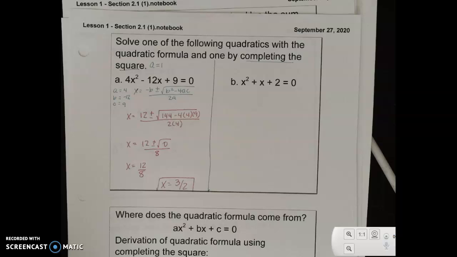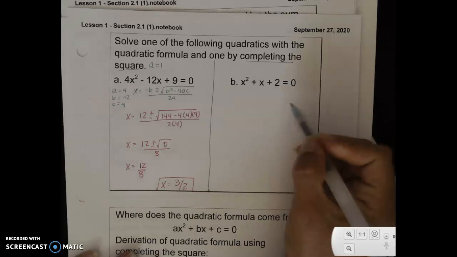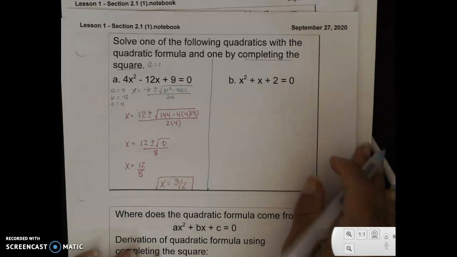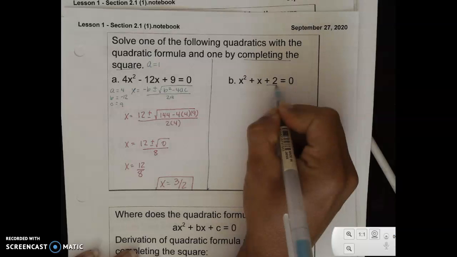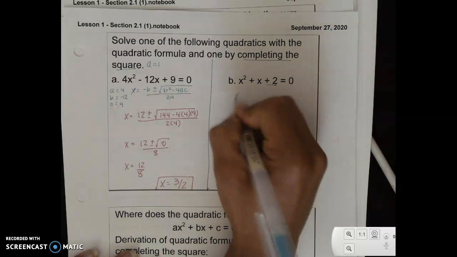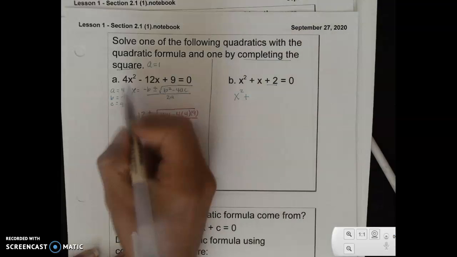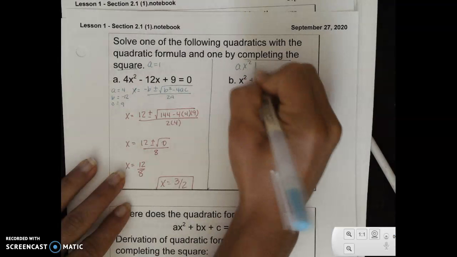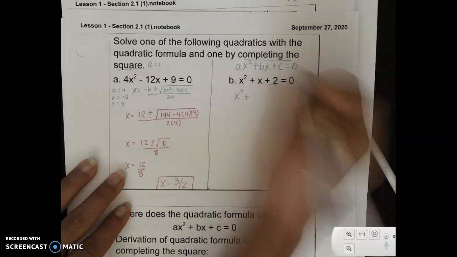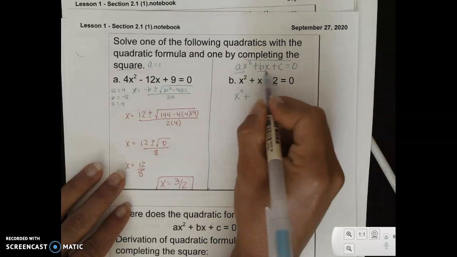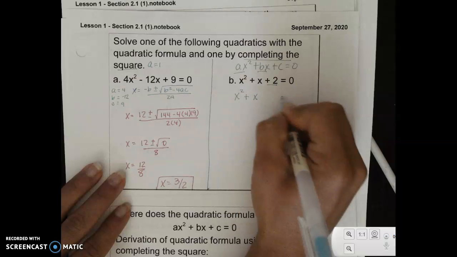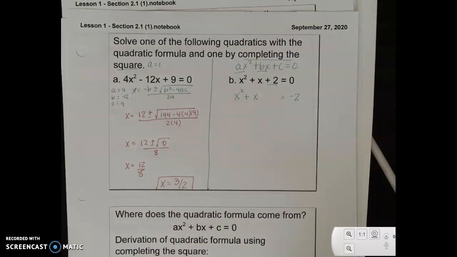Now, completing the square. Completing the square has a few different steps, so we're going to go through those in detail here. What we're going to do first is make sure that this c value is on the other side. So this is in ax squared plus bx plus c form. I want my ax squared and bx terms on the same side, and then I want to move the c value over. Now at this point, I'm going to go ahead and find the b value.